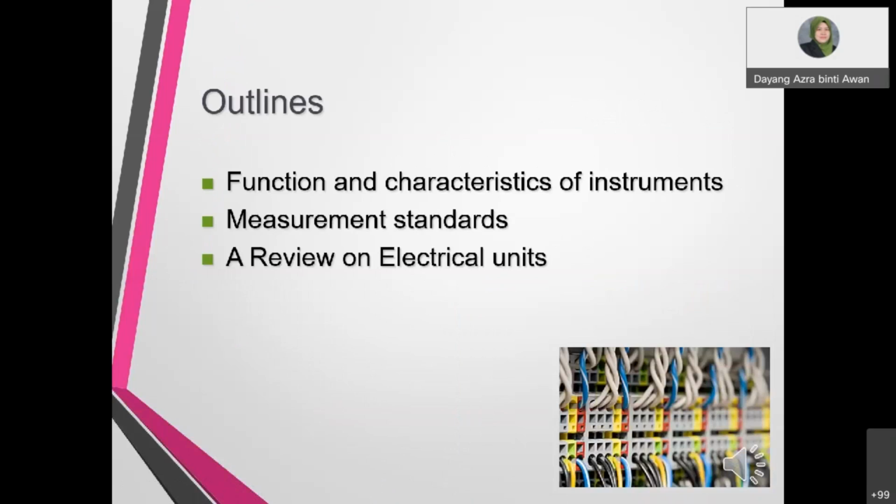Okay, so the outline of this topic is for you to get to know the functions and characteristics of instrumentation, what types there are, what their functions are and everything, the standards of measurements, and also a review of electrical units, and all the electronic components which are also related to this topic.